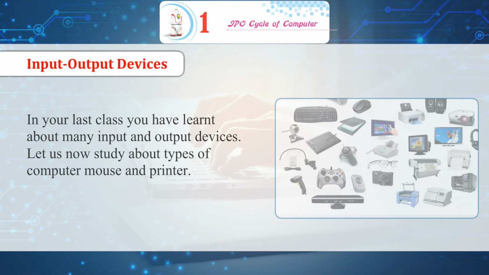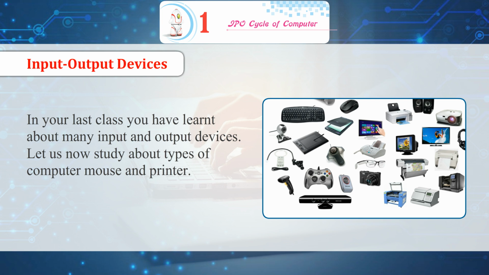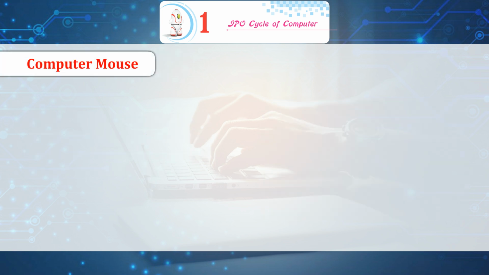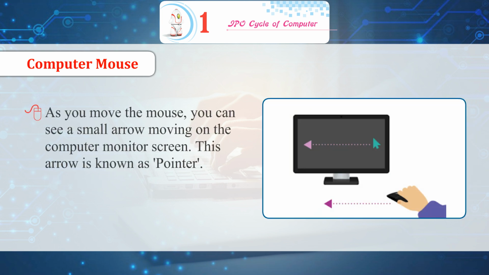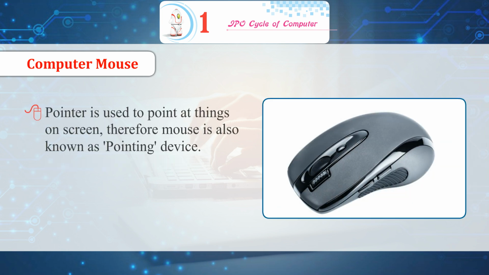Input-output devices. In your last class, you learned about many input and output devices. Let us now study the types of computer mouse and printer. Computer mouse. A mouse is an input device which is used to select text, icons, files, and folders on your computer. A mouse is always placed on a mouse pad. As you move the mouse, you can see a small arrow moving on the computer monitor screen. This arrow is known as the pointer. The pointer is used to point at things on screen. Therefore, a mouse is also known as a pointing device.